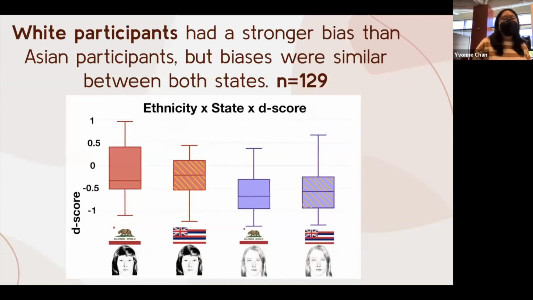Here we can see another graph comparing Asian Americans in California and Hawaii and Euro-Americans in California and Hawaii. White participants had a stronger overall bias than Asian participants, but biases were pretty similar between the states. That's not to say that there weren't individuals who had positive D-scores, but they were overwhelmed, like the means for all four groups were all below zero.